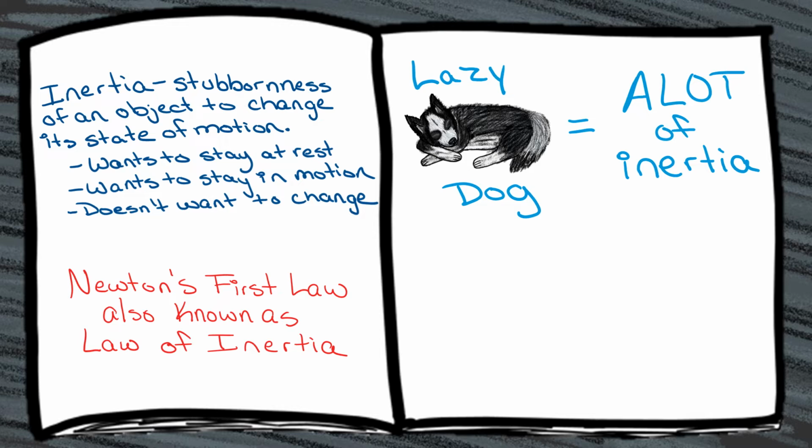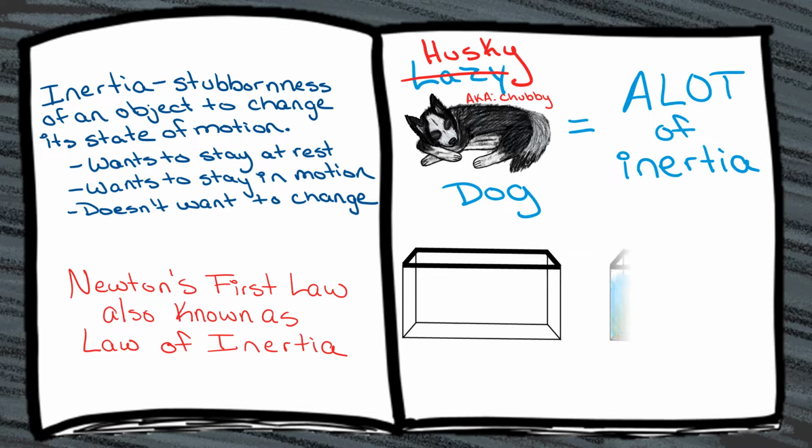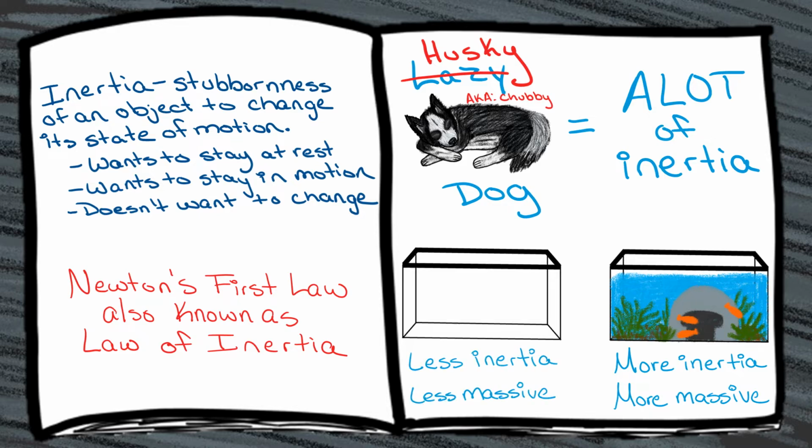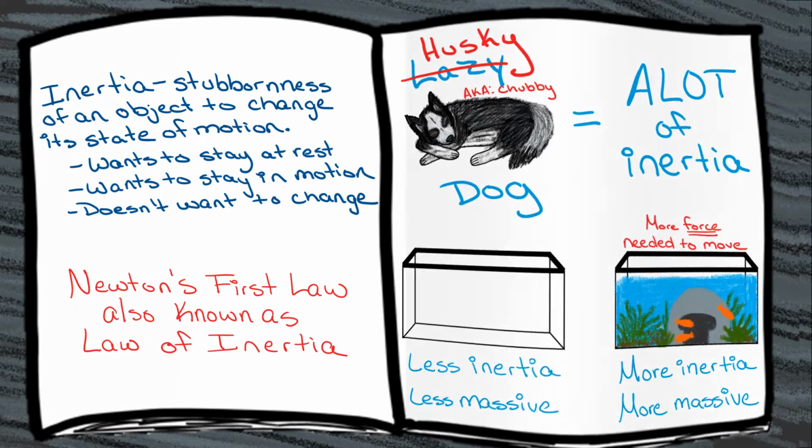Some objects do have more inertia than others, but it's because of their mass, not laziness, like in the case of your dog. For instance, let's compare this empty aquarium to this full aquarium. Which one do you think will have more inertia? That's right, Alex. The full aquarium would have more inertia. But why if they're the same object? Right again, Alex, the water results in more mass, which means it's going to be more difficult to make it move. Thus, the greater the mass, the greater the inertia the object has, meaning the greater the force that would be required to change its motion.